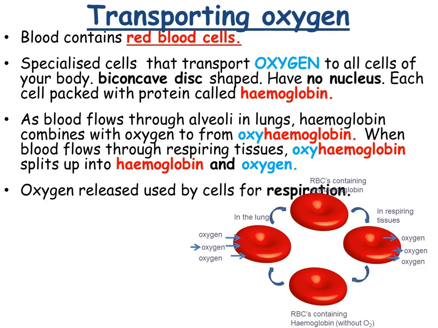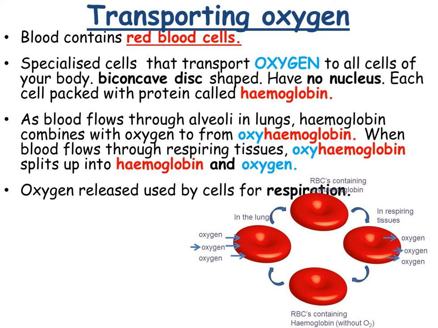Transporting oxygen. Blood contains red blood cells. These are specialised cells that transport oxygen to all cells of your body, and they are a biconcave disc shape, which means that they have a larger surface area to carry more oxygen around the body. They also have no nucleus, again, so that they can carry more oxygen around the body, and each cell is packed with a protein called hemoglobin.